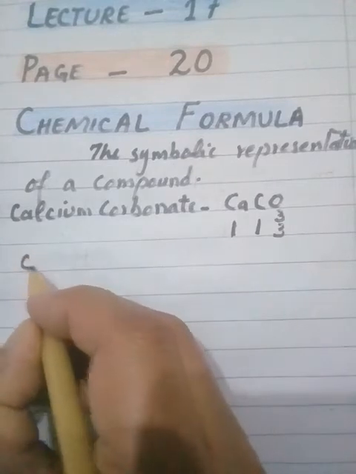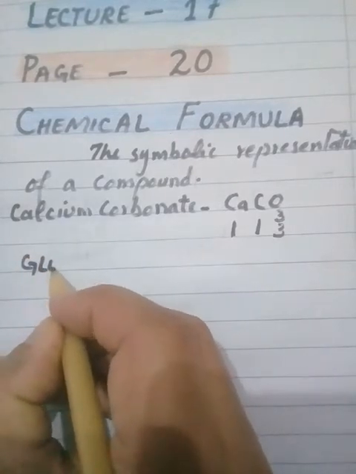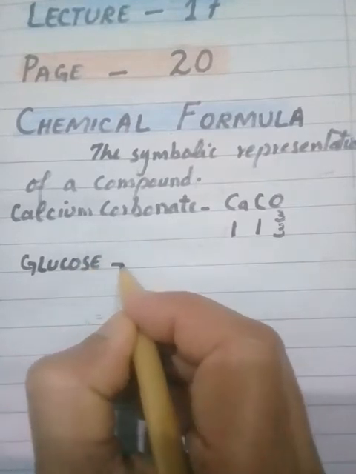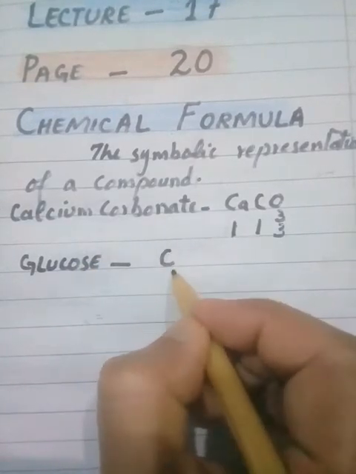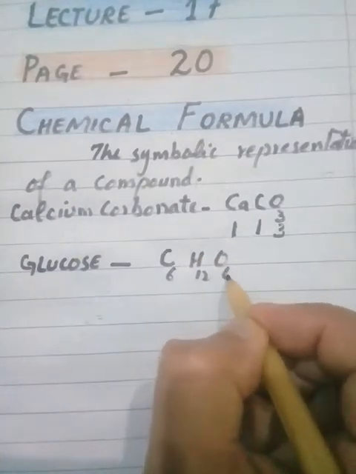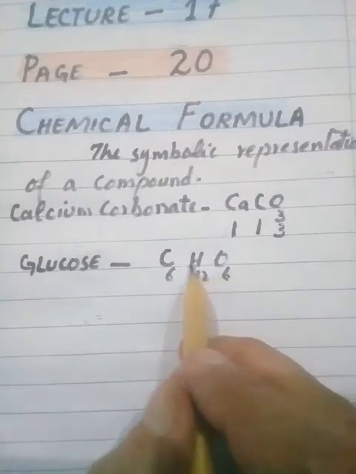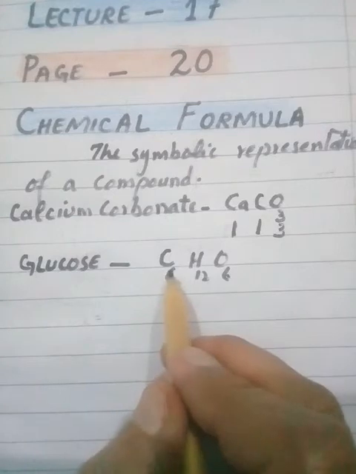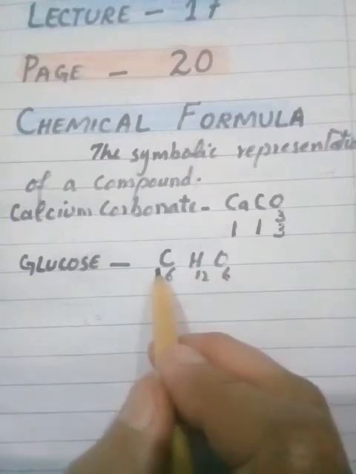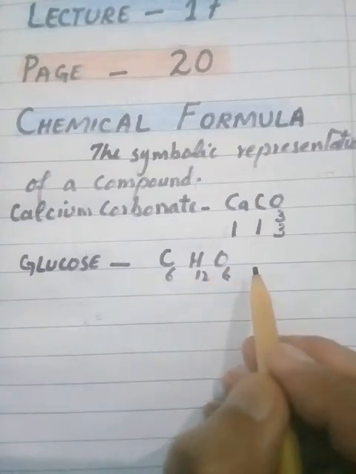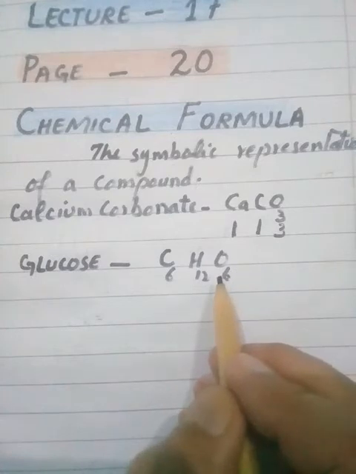Another one is glucose. Glucose formula is C6H12O6. Is it clear? That is the chemical formula of glucose, C6H12O6. How many types of elements are present in glucose? Carbon 1, hydrogen 2, oxygen 3. How many types of elements? There are 3 types of elements present in glucose.